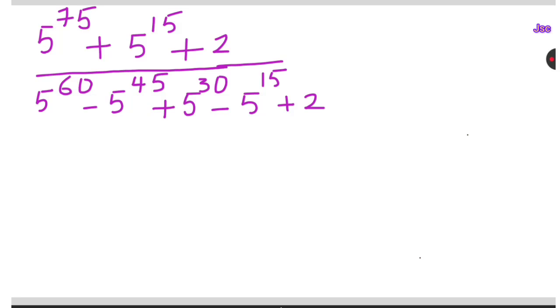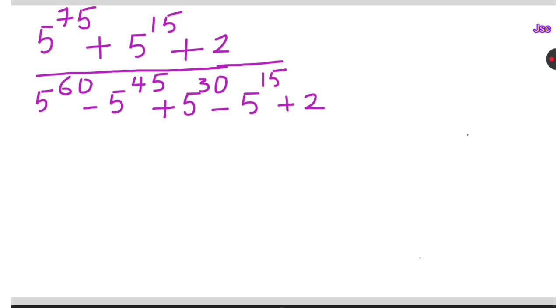Today we are going to solve this question, that is (5^75 + 5^15 + 2) divided by (5^60 - 5^45 + 5^30 - 5^15 + 2). Let's see how to solve this type of question.